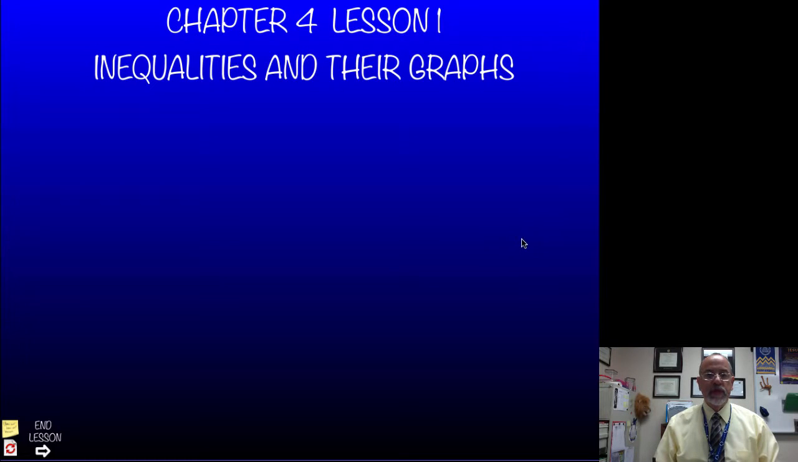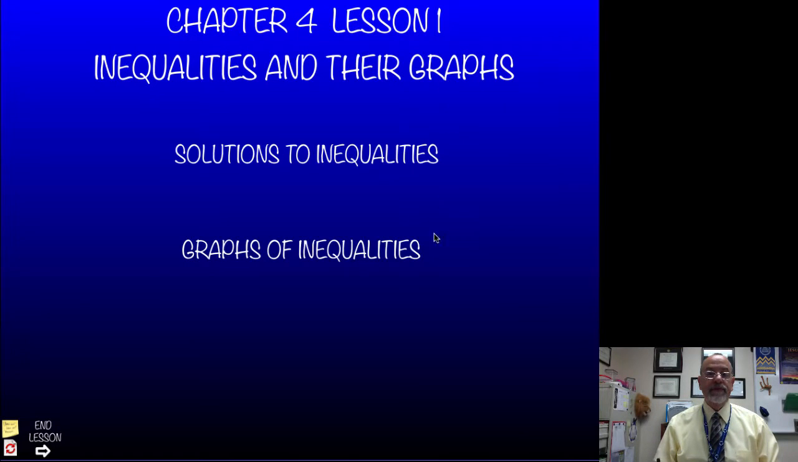Chapter 4, Lesson 1, we're going to look at inequalities and their graphs, how we look at solutions to those inequalities, and then how we graph them. The solution to an equation, you remember, is any number that when you substitute it into the original equation makes it true. And with equations, there's generally only one answer.